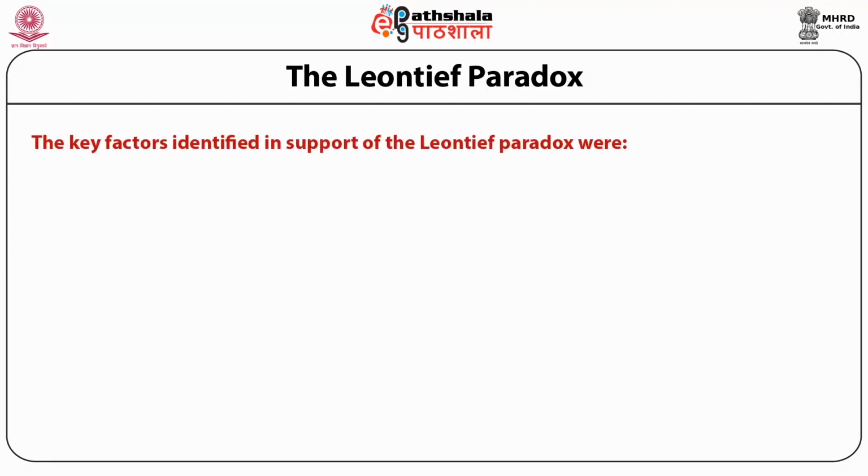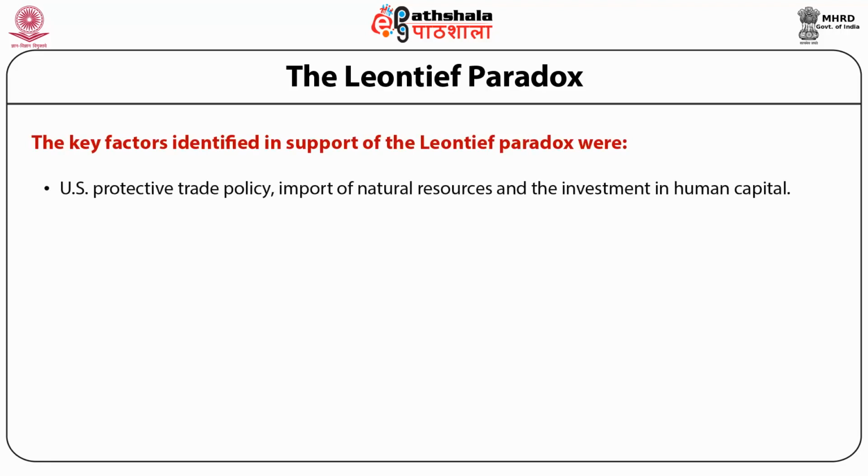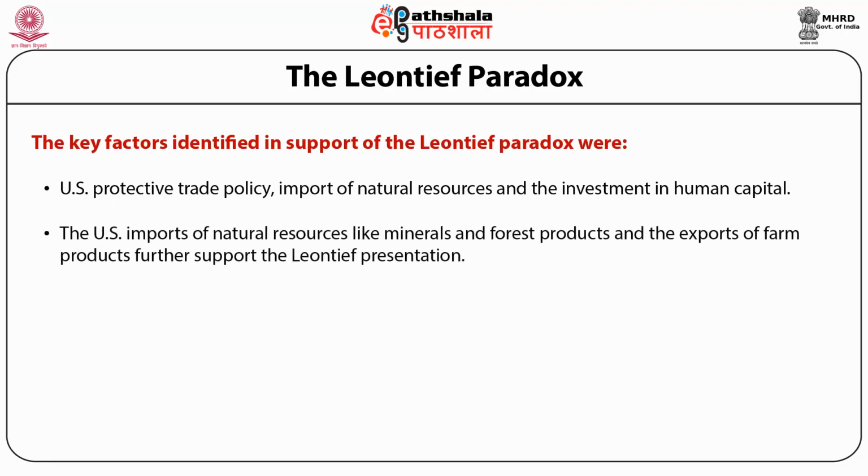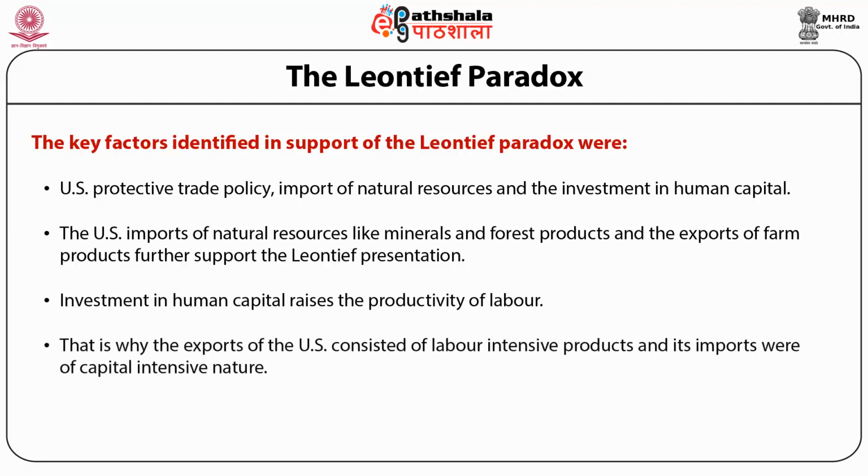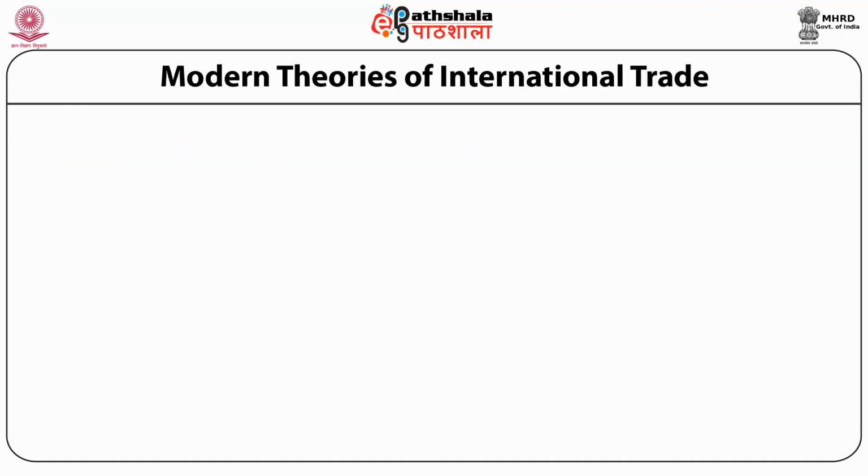The key factors identified in support of the Leontief paradox were US protective trade policy, import of natural resources, and the investment in human capital. The US imports of natural resources like minerals and forest products and the export of farm products further supported its presentation. Investment in human capital raises the productivity of labor. That is why the exports of the US consisted of labor intensive products and its imports were of a capital intensive nature.